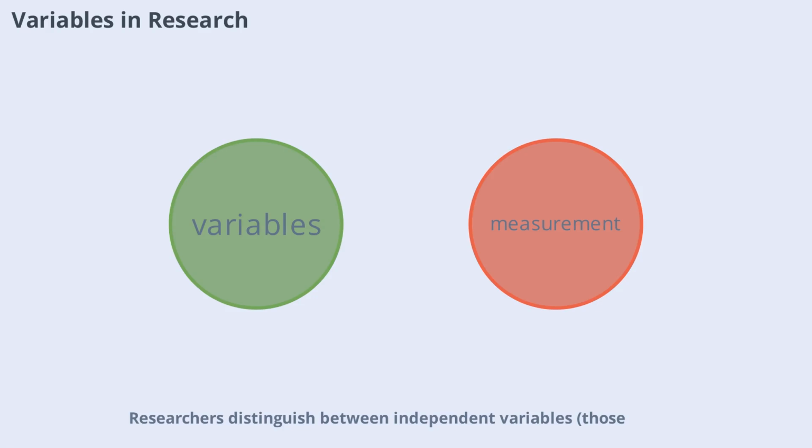Researchers distinguish between independent variables, those manipulated, and dependent variables, those measured. Clearly defining and measuring variables is essential for valid and reliable research.